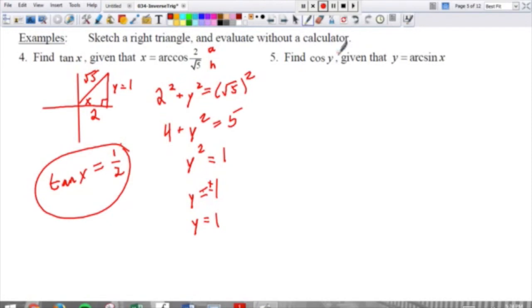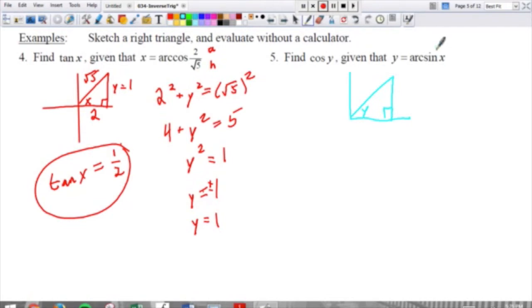That's just me. Find cosine y, given that y equals arc sine x. Huh. That seems like a strange question, Mr. Leven, but whatever. I'll do it. So, again, we're talking about a right triangle. Y is going into cosine. Y is coming out of arc sine. Y must be the angle. Arc sine is x.